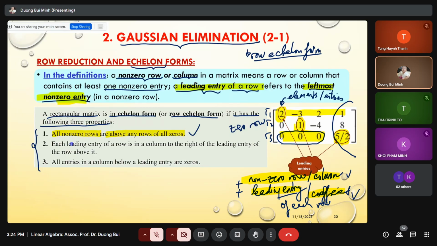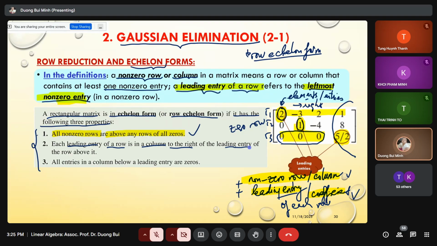Each leading entry of a row is in a column to the right of the leading entry of the row above it. So if we have R1, row 1, this is the leading entry. The leading entry of R2 should be at the right side of that. This is the right side.